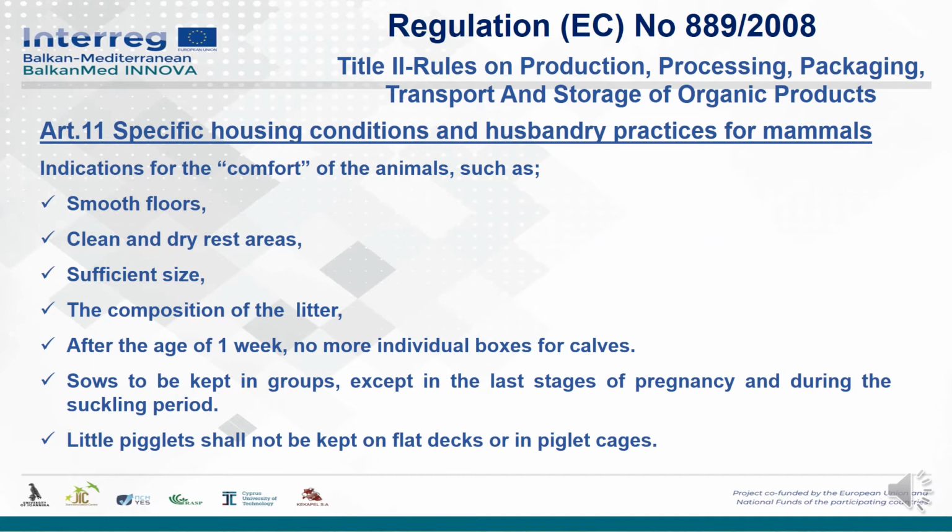Article 11, specific housing conditions and husbandry practice for mammals. Indications for the comfort of the animals, such as smooth floors, clean and dry rest areas of sufficient size, and the composition of the litter. After the age of 1 week, no more individual boxes for calves. Sows are to be kept in groups, except in the last stages of pregnancy and during the suckling period. Little piglets shall not be kept on flat decks or in piglet cages.